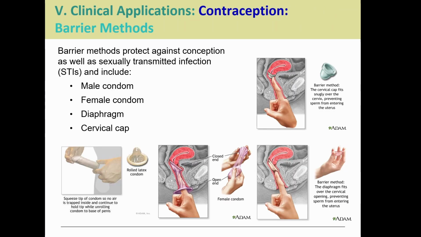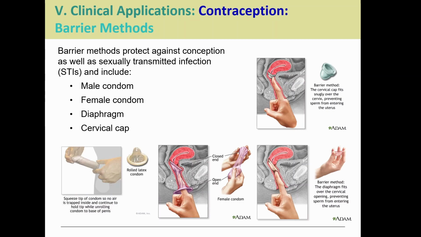Barrier methods, these are going to protect against conception. This is also the only method that can protect you against STIs. It's important to note the birth control pill cannot stop you from getting an STI, since that's a totally different thing, but barrier methods can protect you against both. Again, there's things like cervical caps, diaphragms, female and male condoms.